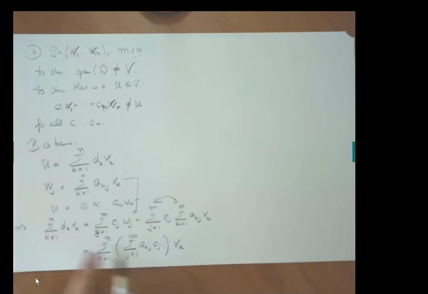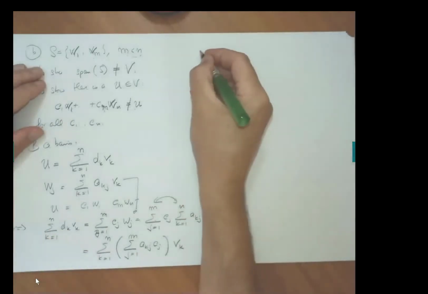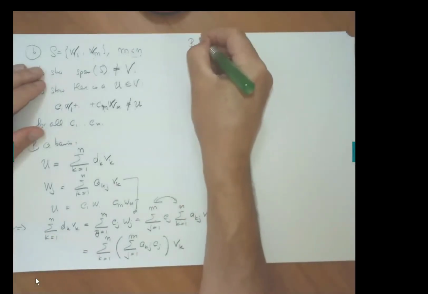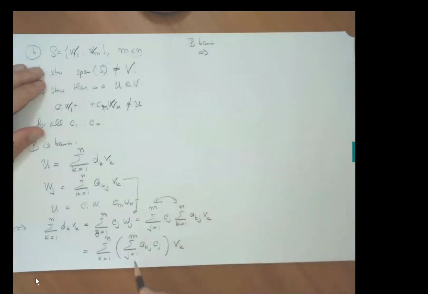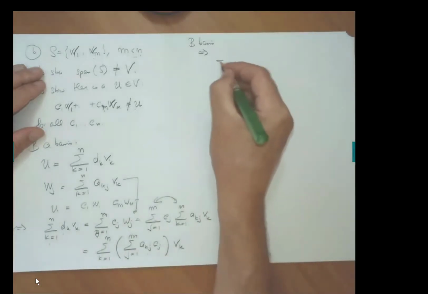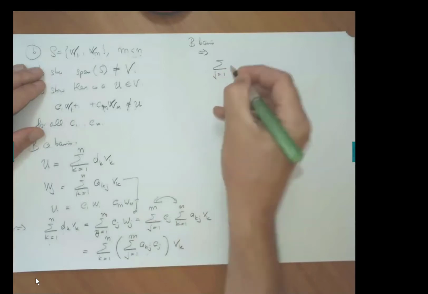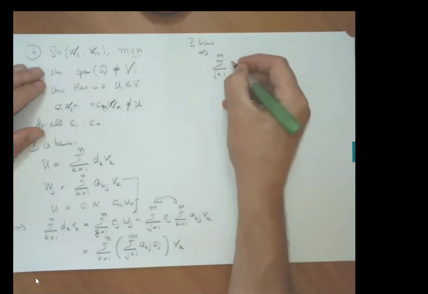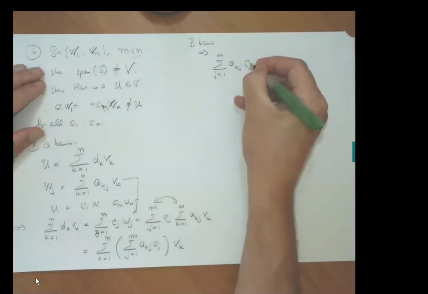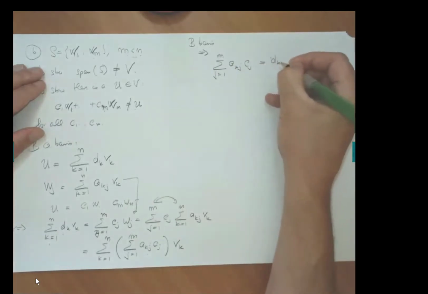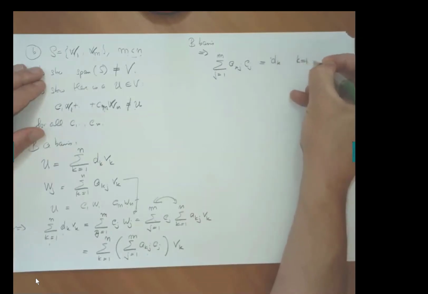And now again, we use the fact that the V's are basis. So if the same vector can be written in two different ways, the coefficients must be the same, because what we learned in the last section, the coordinates are unique. So this is a coordinate and this is a coordinate, they have to be the same. So this implies, because B is a basis, that we have the following equation system. This has to be equal to this for all k. So sum j goes from 1 to m, akj cj is equal to dk for all k. K goes from 1 to n.